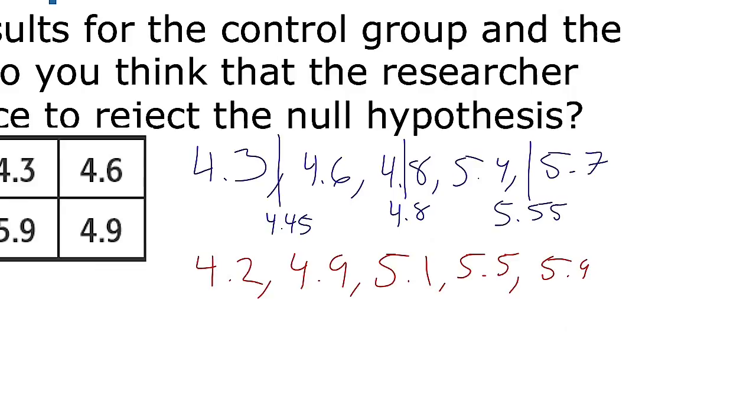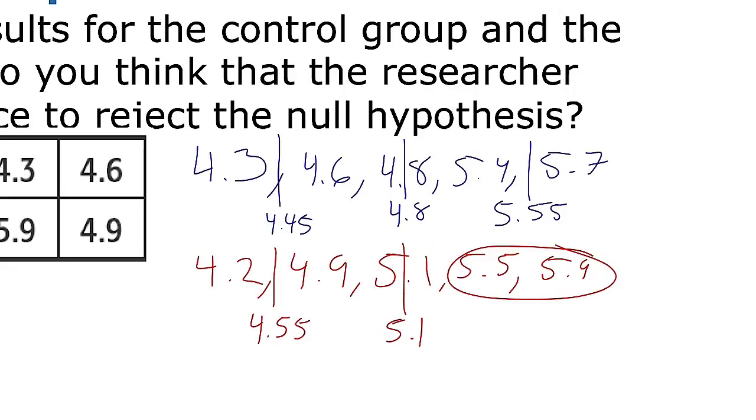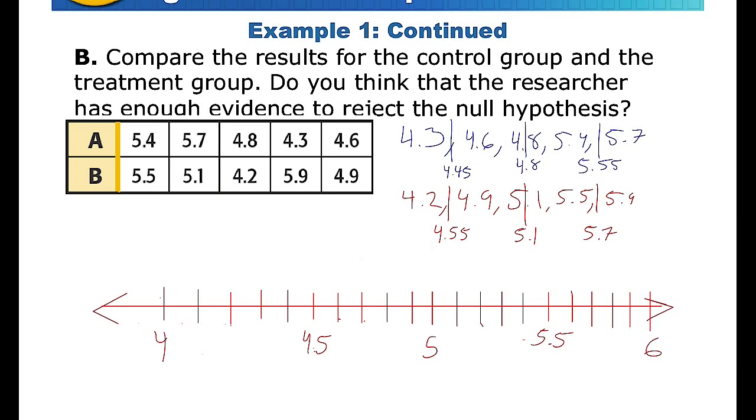Now for Group B, in red, middle term, 5.1. For our lower half, we're looking for halfway between 4.2 and 4.9. Sorry, I forgot to write that down. So halfway between 4.2 and 4.9 is 4.55. And for our upper half, between 5.5 and 5.9, halfway between there is 5.7. Again, if something ever falls between two numbers, you're taking the average, or adding up those two numbers and dividing by 2.